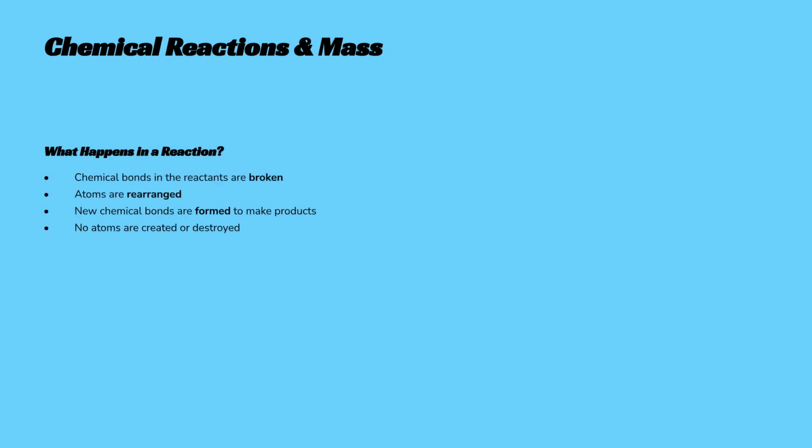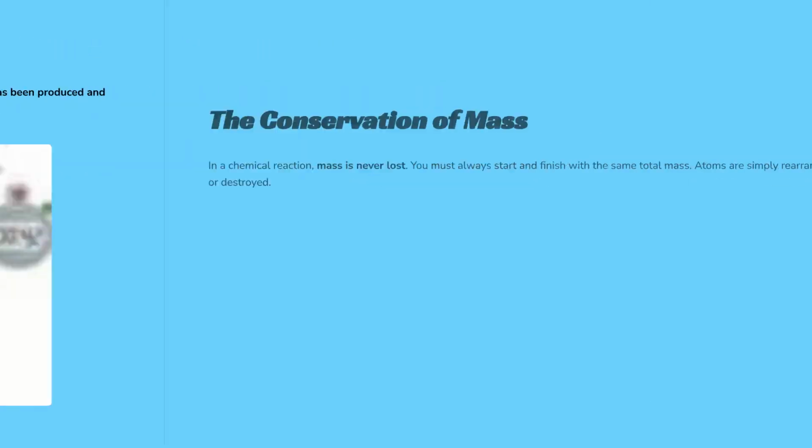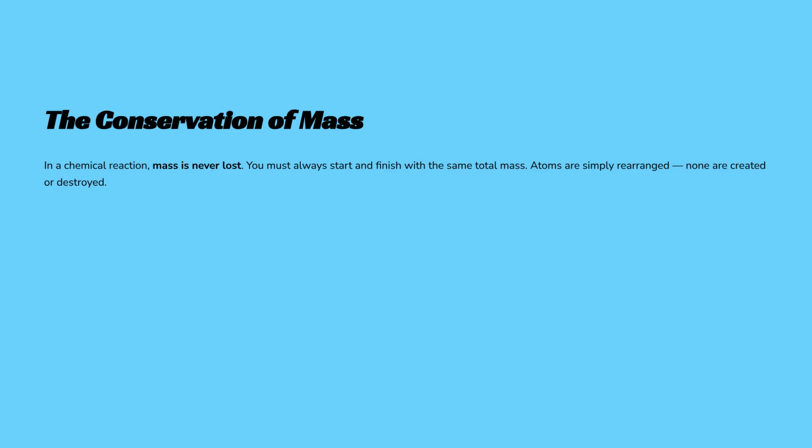In chemical reactions, bonds are broken, atoms are rearranged, and new bonds are formed. No atoms are created or destroyed. If products appear to have less mass, it's often due to a gas escaping the container, not mass loss from the universe. The law of conservation of mass states that mass is never lost in a chemical reaction.